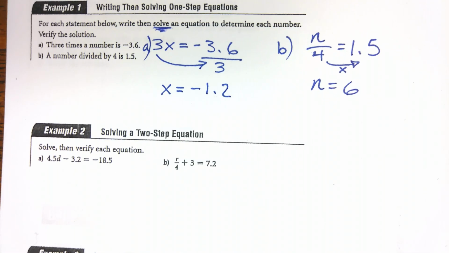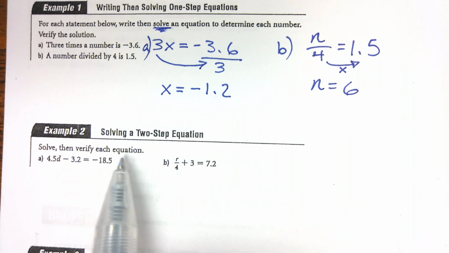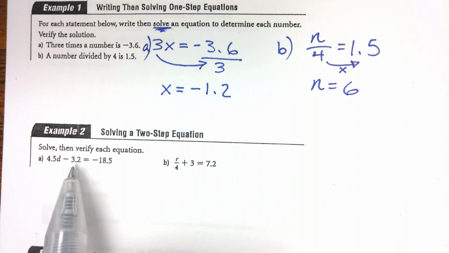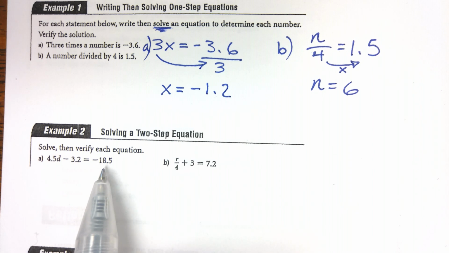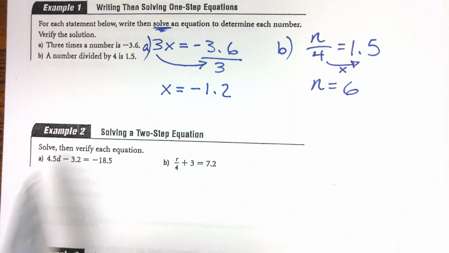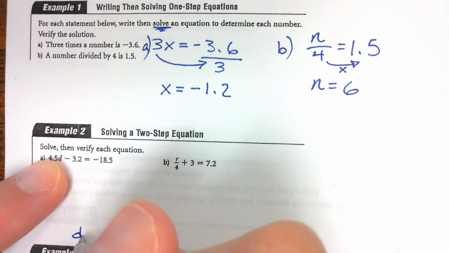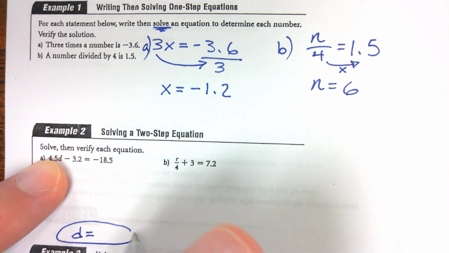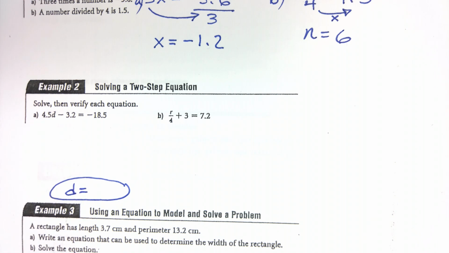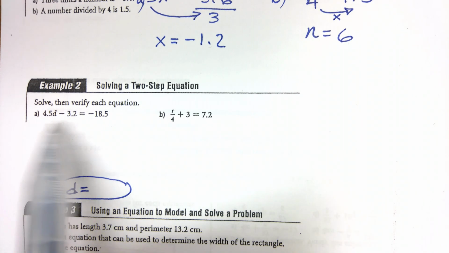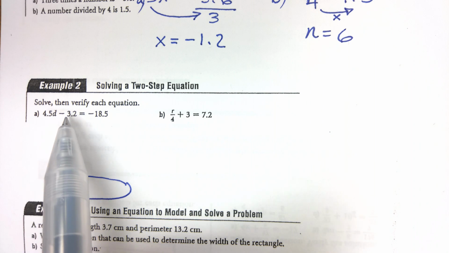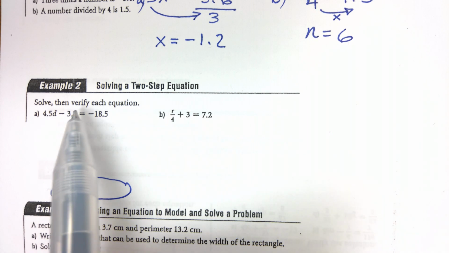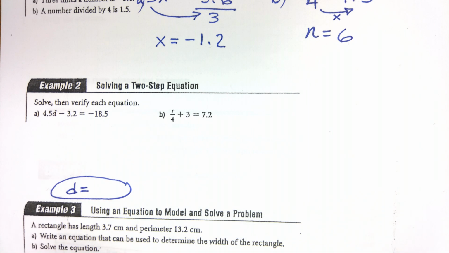Okay, so that is pretty easy, basic, but of course the math does get a little harder. It's not too bad. It's only 2 steps. So solve, then verify your equation: 4.5d minus 3.2 equals negative 18.5. Again, I'm trying to solve, which means for my final answer I want d equals. That's what I'm trying to get to. On the left side of the equal sign, I have that 4.5 and that minus 3.2 that I want to get rid of, to undo to the other side.